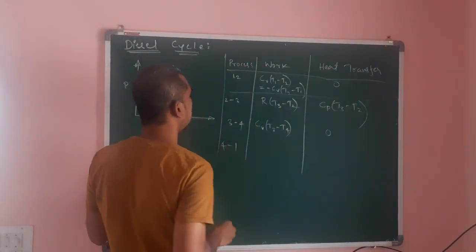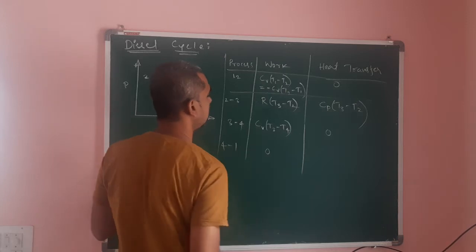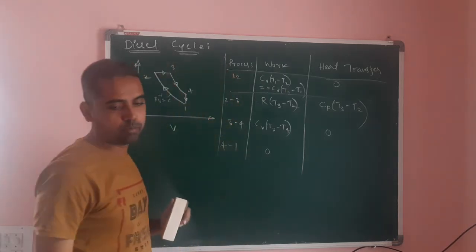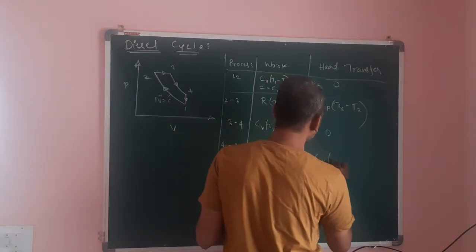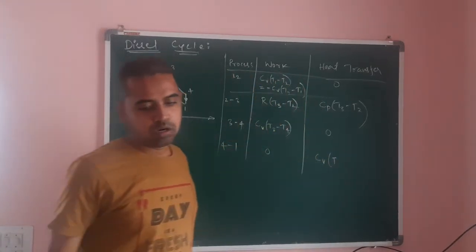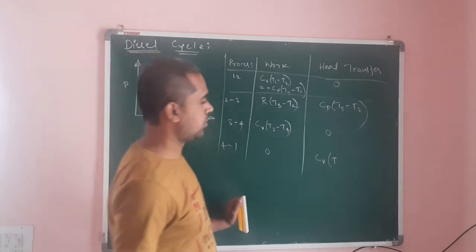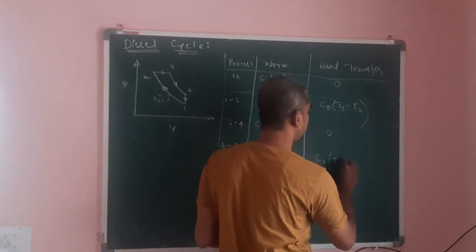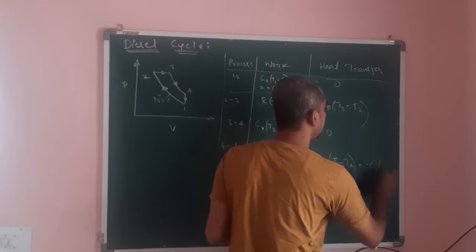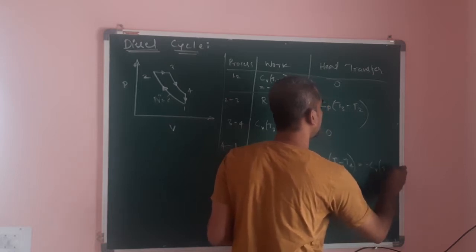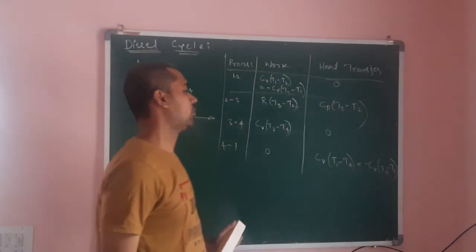4 to 1, work done is 0. It is a constant volume process, and heat transfer is equal to Cv into (T1 minus T4), or we can write it as minus Cv into (T4 minus T1).